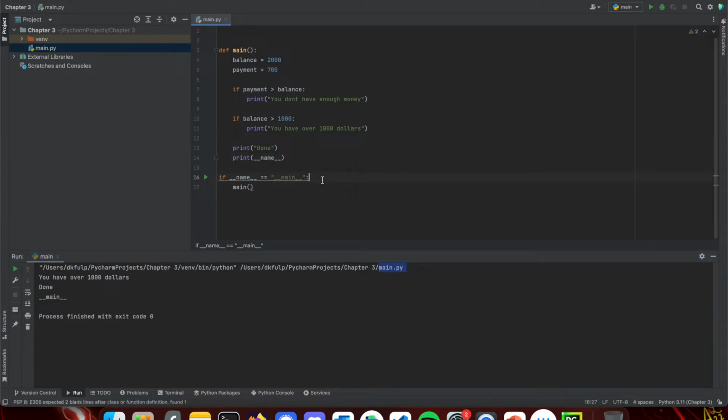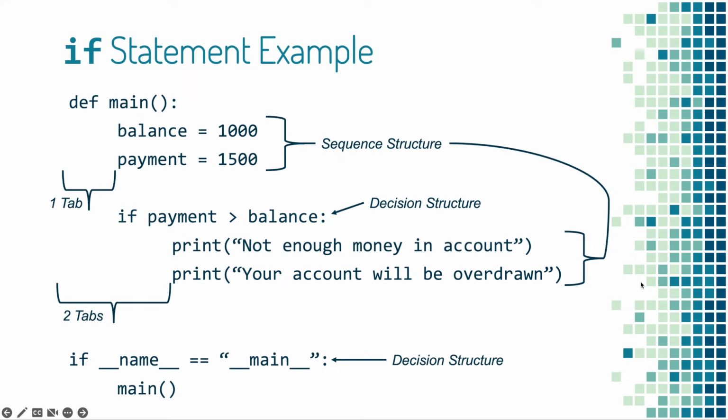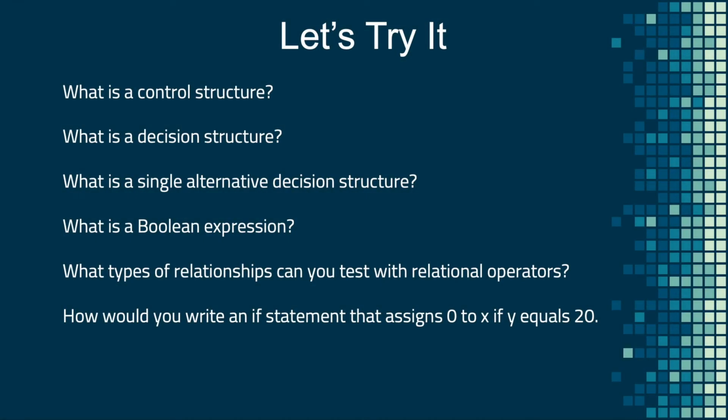So all this line is doing is saying, if this is the initial Python file that you called, then run the main function. Now this doesn't matter too much right now, but when we get to modularizing our code later in chapter 5, this will become critical. All right, so now we can see here we have our sequence structures and our decision structures. So now we can go ahead and move forward with a little bit of questions here.